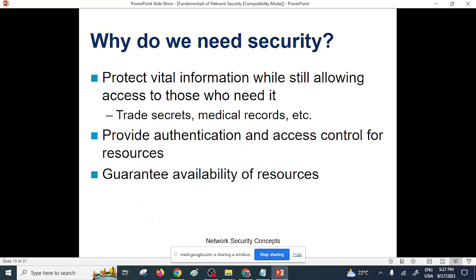So why do we need security? Why is learning network security important? Of course, first is to protect sensitive information, right? Across the different industries. It could be schools, it could be security organizations, it could be healthcare industries, and so on. So we need to protect the vital information.